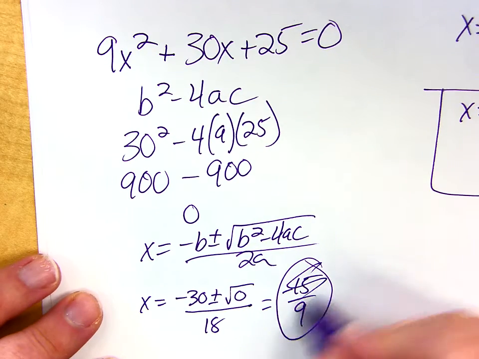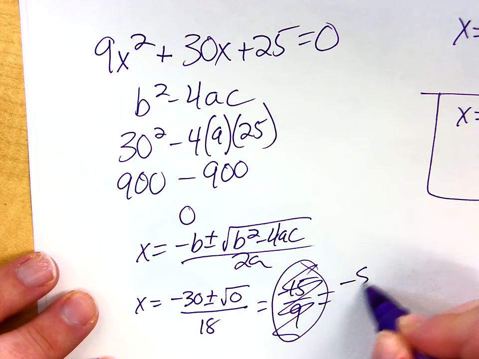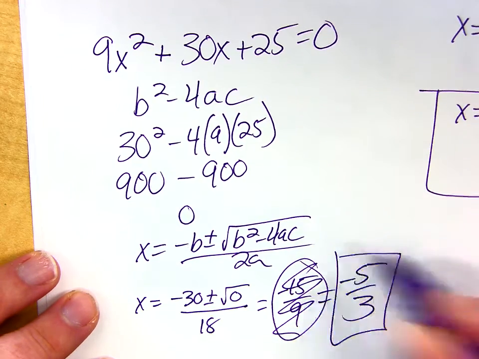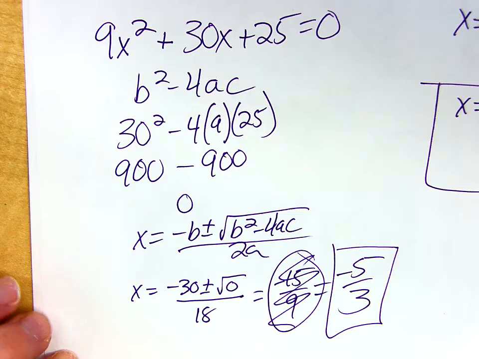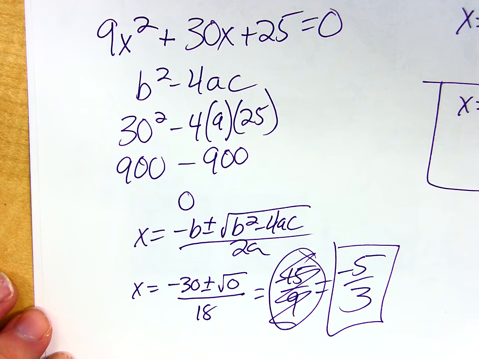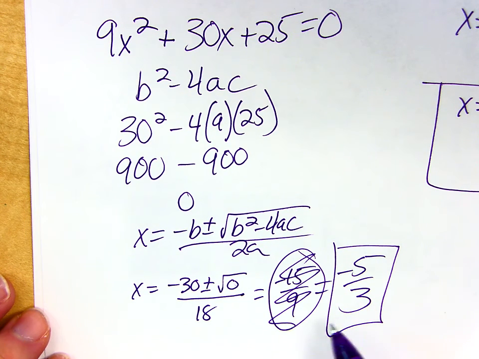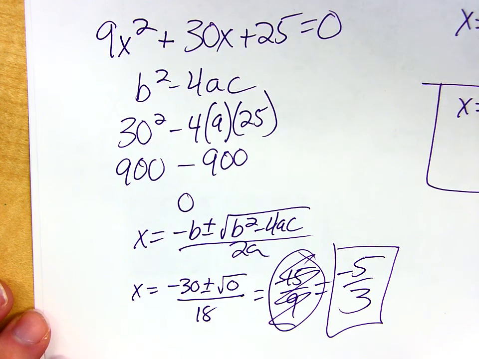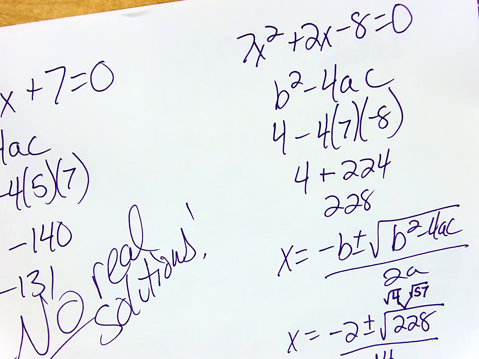Oh, yeah, I'm sorry. Negative 5/3. Yes. Does that make sense? So that's how you can still get 2 answers, even though there's the 0 there. It's just you got negative 5/3 2 times. Does that make sense? Everybody's okay? Yeah? All right. Let's try some on the board.